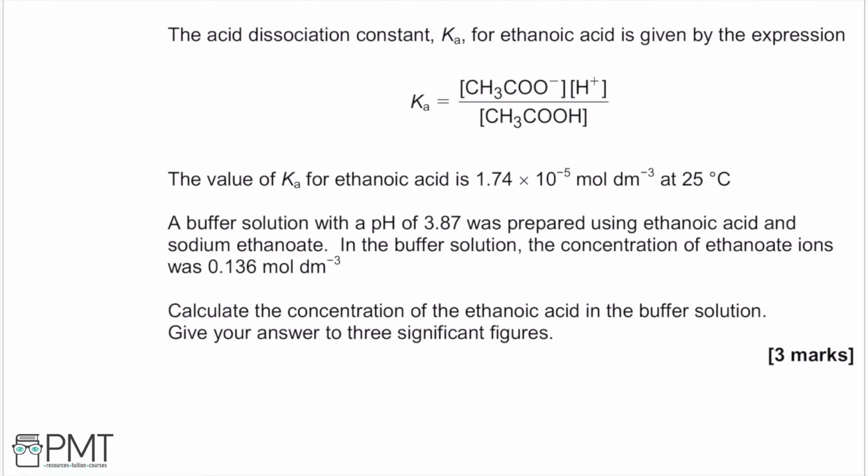This question is about acidic solutions, and in the first part we are told about the acid dissociation constant, also known as Ka, and its value of 1.74 times 10 to the minus 5 for ethanoic acid at 25 degrees Celsius.